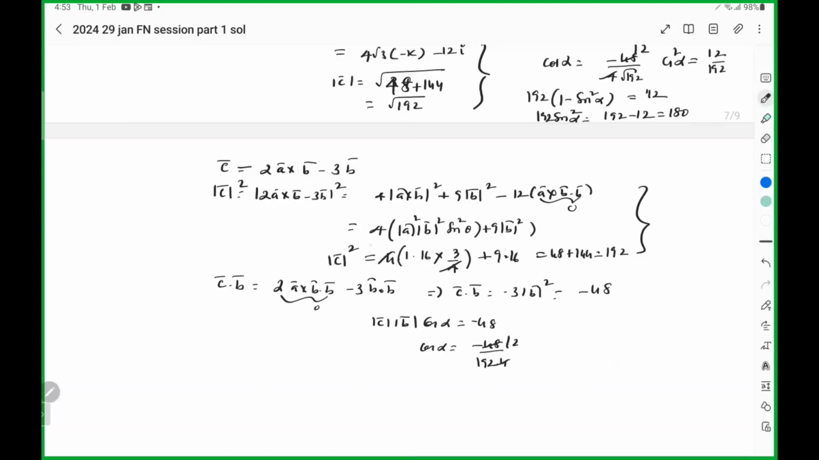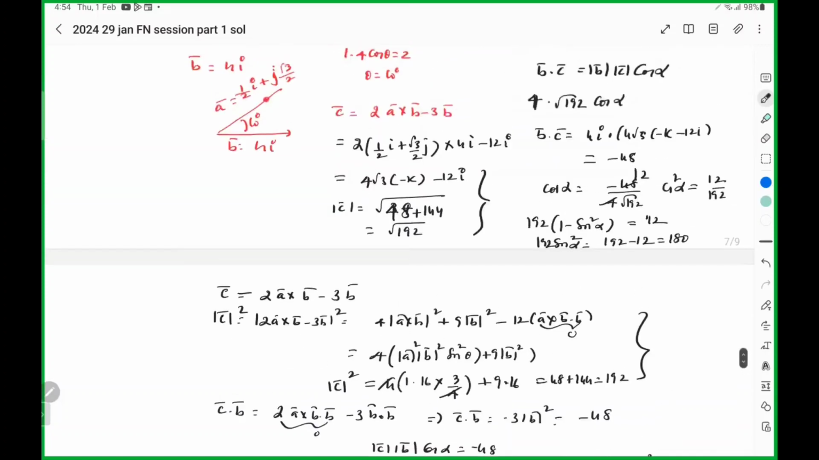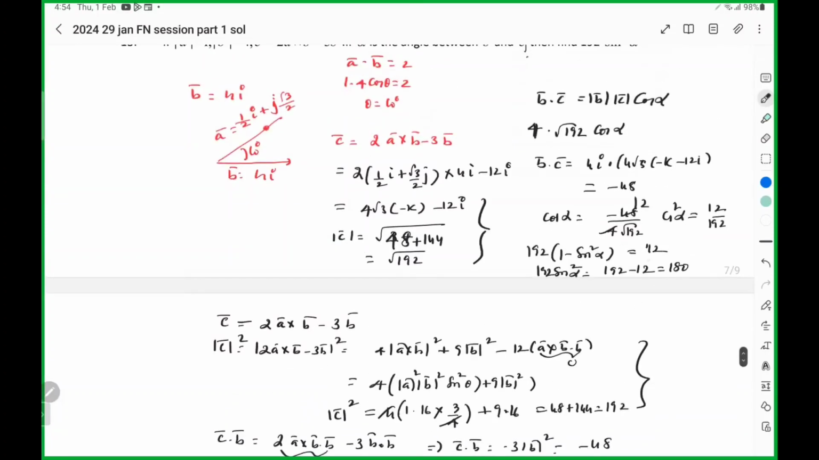It is mod C square. So mod C will be root 192. So 192 cos square alpha is 12 square. 192 into 1 minus sin square alpha. Here I think here it is 12 square, 144. So 48.